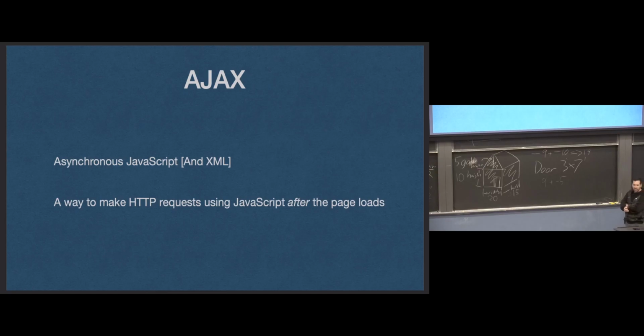So enter AJAX, asynchronous JavaScript and XML. We don't use it with XML anymore, but the acronym stuck. We're stuck with XML being attached to AJAX forever, even though XML is not something we really use anymore. We're going to use JSON for everything. So this is a way that we can make an HTTP request after the page loads, which is something we can't do in everything we've said so far. We can't have the user send an HTTP request after page load.